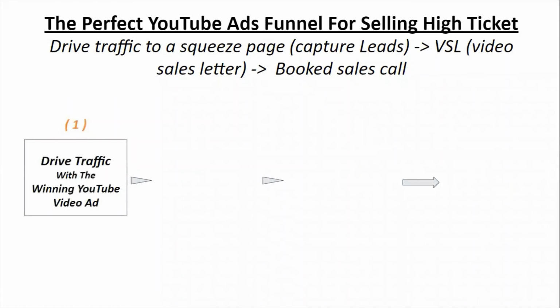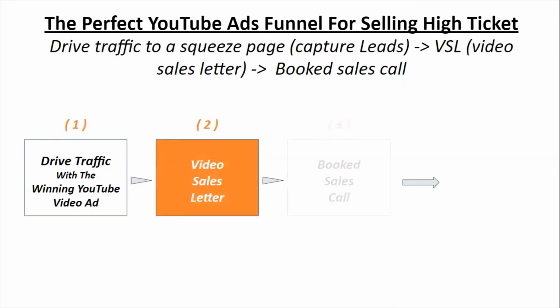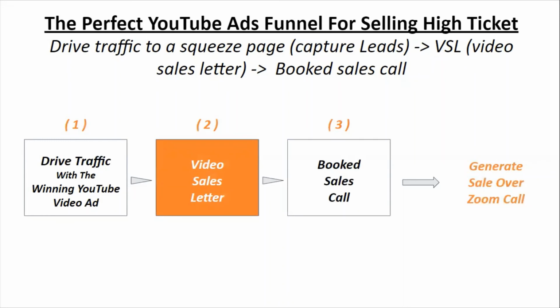And look, the first thing you're going to want to do if you have the full funnel and you put it all together, what you want to do is write this down. Step 1, drive traffic. Use YouTube ads to drive traffic. For step 2, create a video sales letter page where you give them what we've just spoken about so that they can convert into new customers. Step 3, give them the opportunity to then book a call with you through Calendly, okay? And then step 4, generate sales over Zoom.